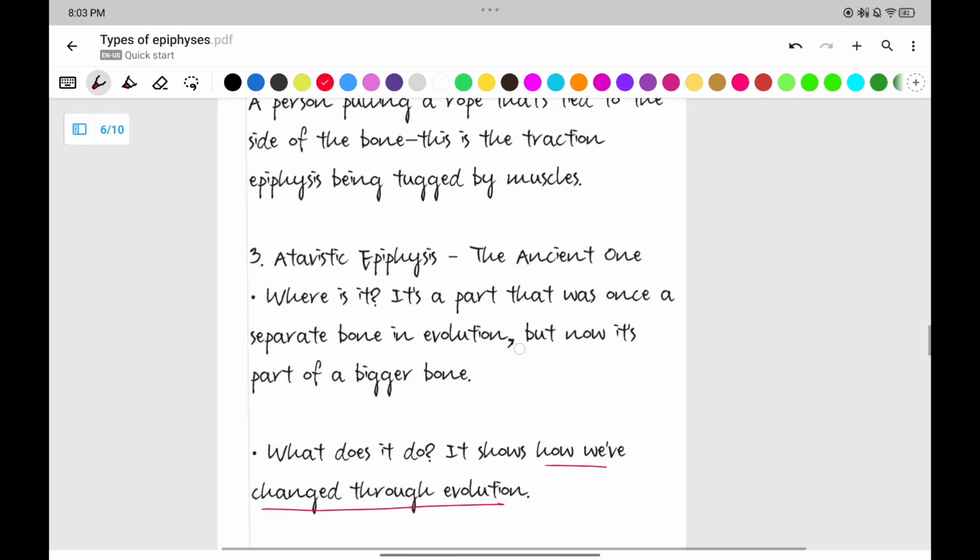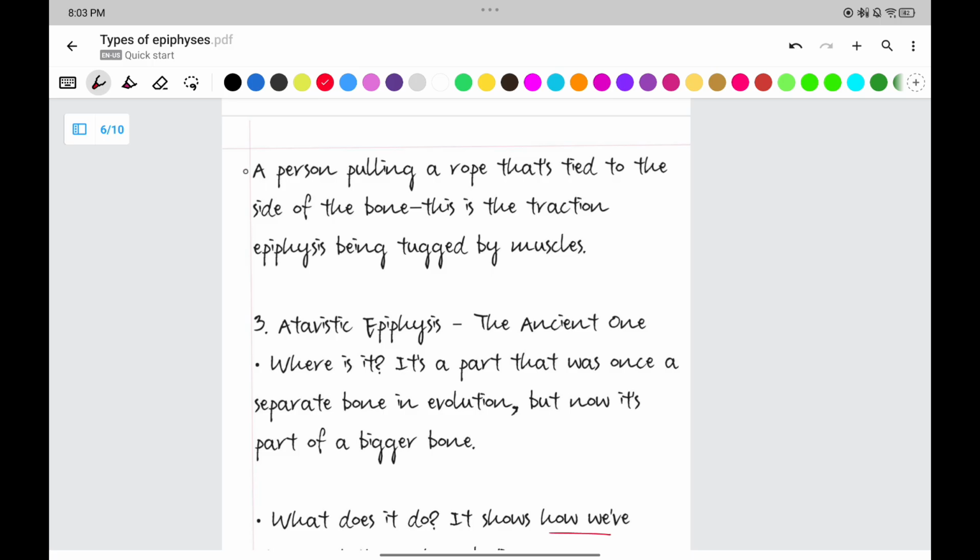This is an image. Again, the second story. A person pulling a rope that is tied to the side of the bone. I'll read it once again. A person, and this is a rope. For example, a person pulling a rope towards himself that is tied to the side of the bone. Let us imagine that the rope he is pulling is a muscle, pulling towards itself. This is known as traction epiphysis, which is being tugged by the muscles.